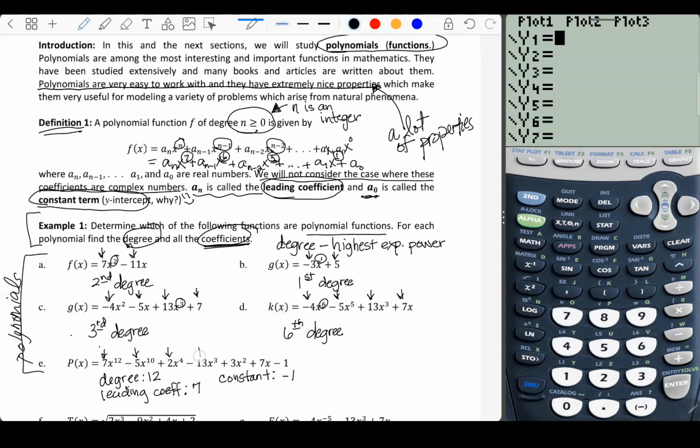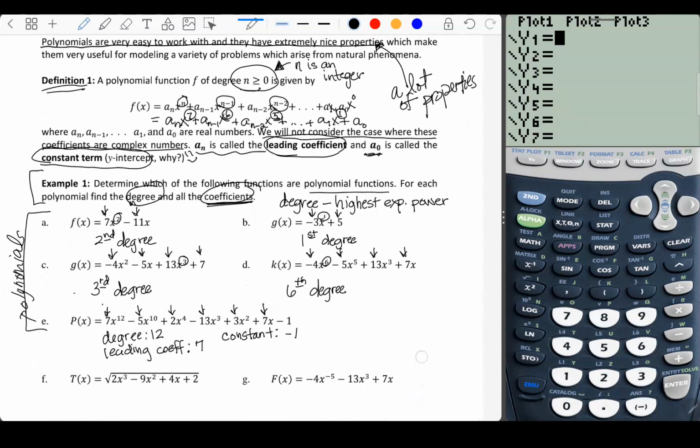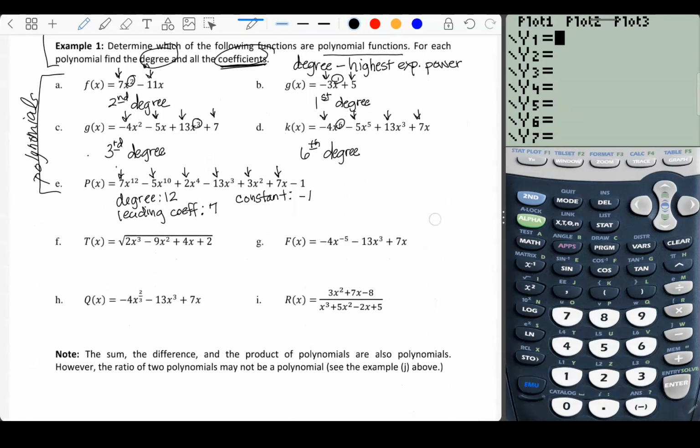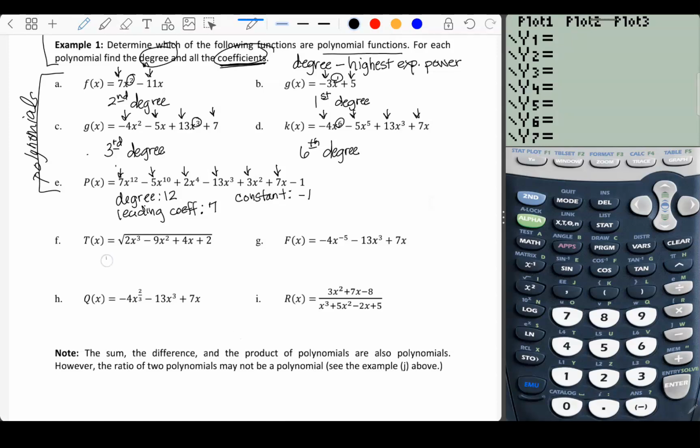Coefficients are the numbers in front of the variables. And once again, you can see it's in descending order because the exponent values decrease. Let's look at the rest of this example now. I'm going to go ahead and tell you the next 4 are not polynomial functions, and I'm going to write the reasons why as we go through.